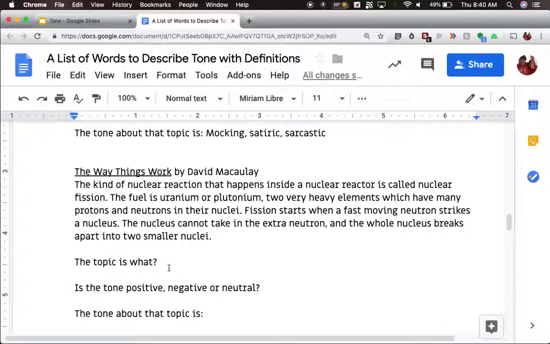So the topic, maybe nuclear fission. And then it just kind of says what happens. I don't see anything here that would tell me if he likes it one way or the other. It's just kind of facts. And so I'm going to go with neutral.